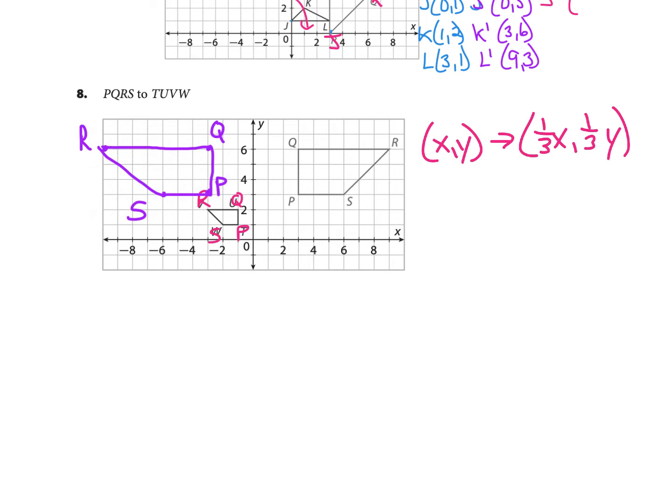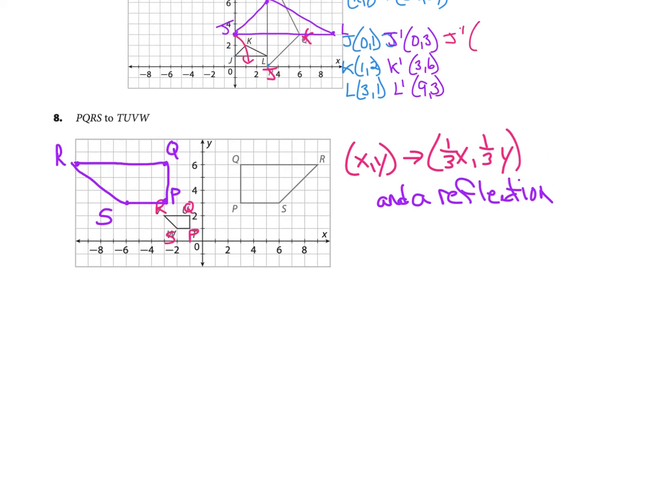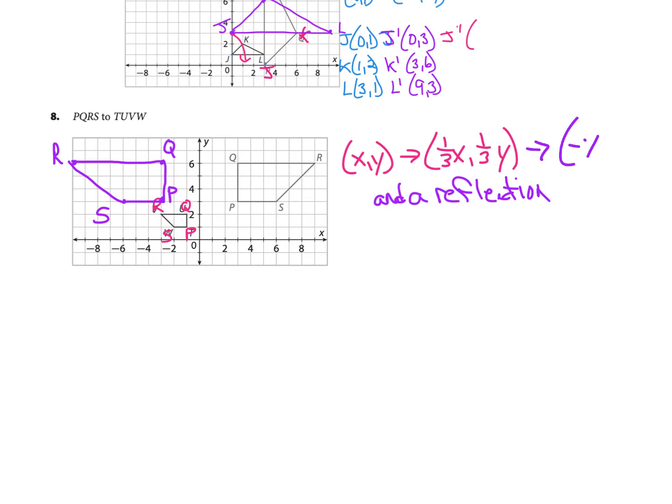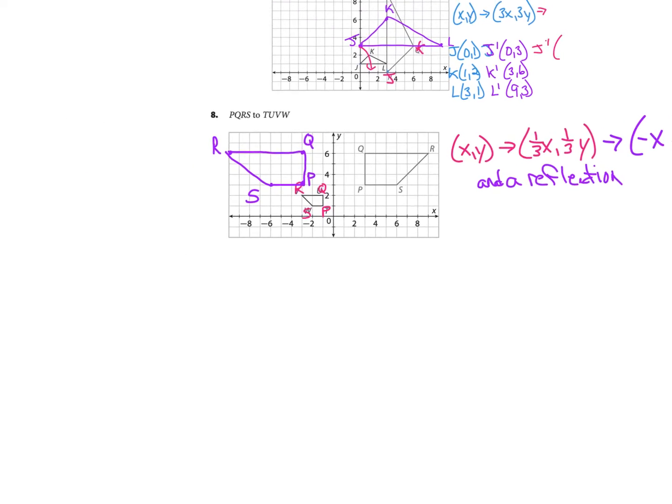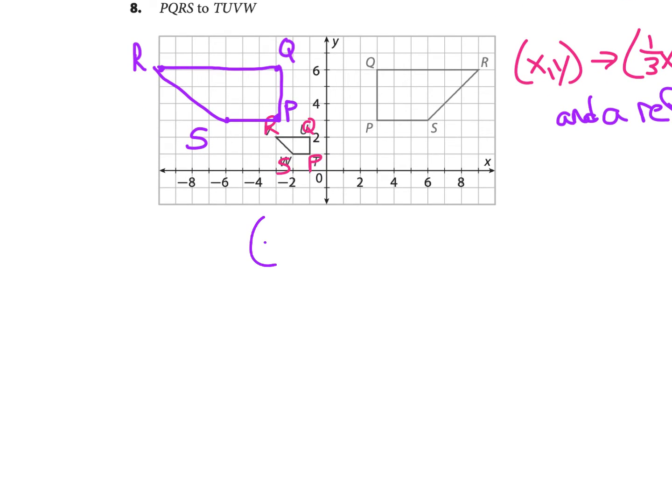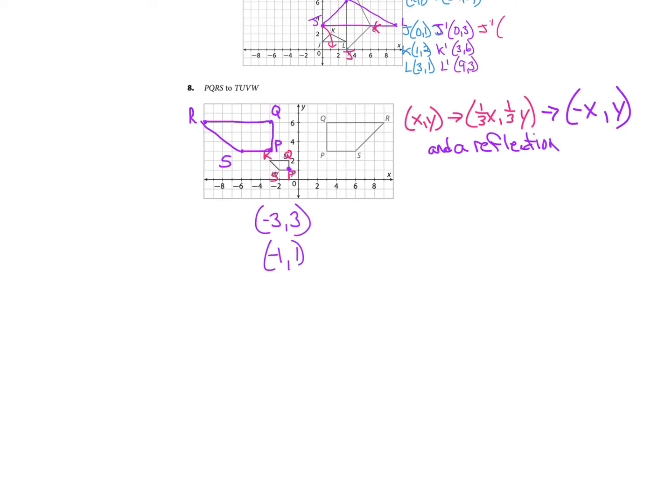Now let's just get it smaller. And I'm going to write and a reflection, which would be opposite X, Y. So P is at, let's just look at 1 point, -3, 3. If I divide it by 3, I get -1, 1. And that's exactly where P should be. So those are the only two things I have to do for this shape. Reflect it and reduce it to a dilation smaller.